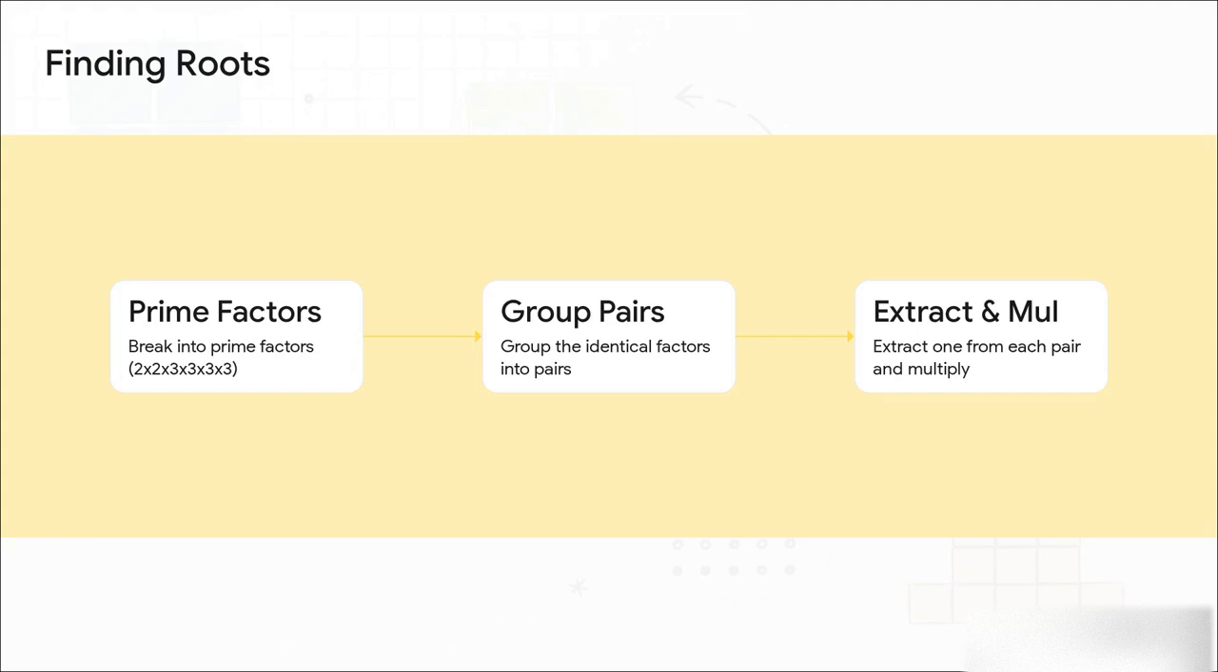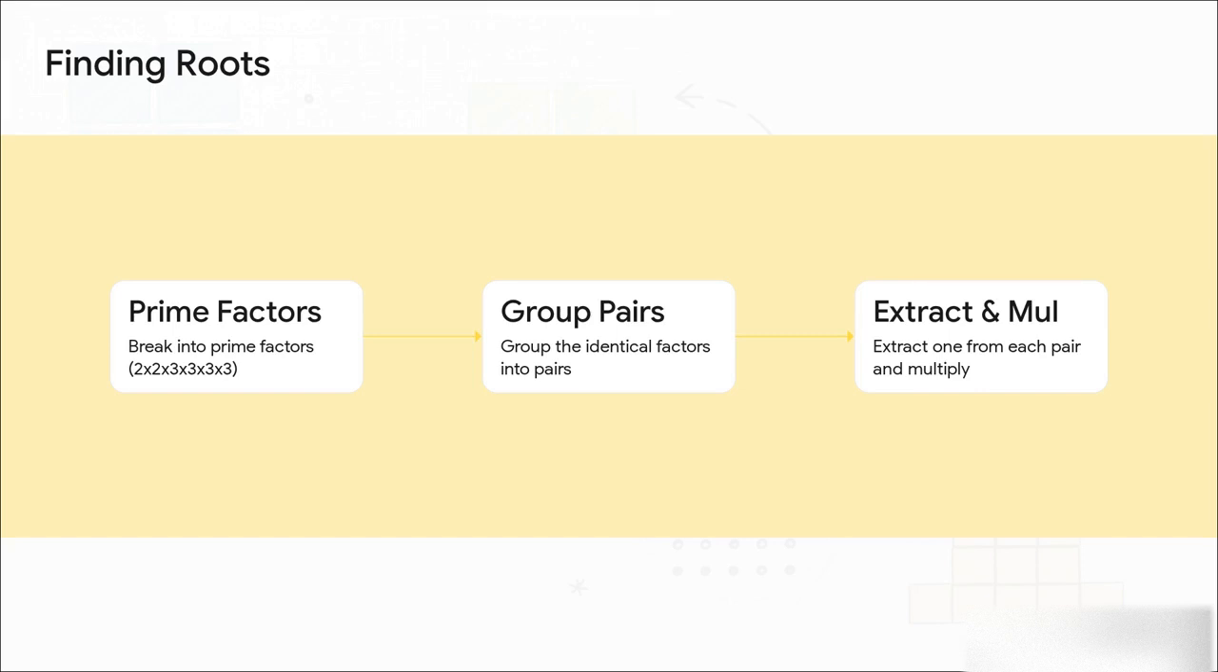But what if you're facing a much bigger number, like 324, and you haven't memorized all your squares? We bring back the absolute perfect tool for dismantling big numbers, prime factorization. First, we break 324 down into its prime factors. We get 2 times 2 times 3 times 3 times 3 times 3. Next, group those identical factors into pairs. We get one pair of 2s and two distinct pairs of 3s.